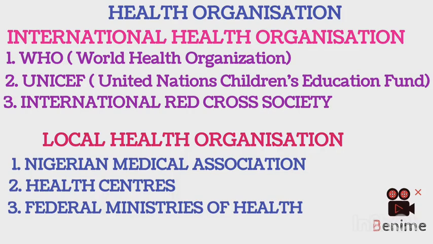So these are groups of bodies that are concerned with the health of the public. The international ones give advice to countries and to people about outbreaks of diseases. The local ones are the ones that you have in your country. Here in Nigeria, we have the Nigerian Medical Association, the health centers, and the Federal Ministries of Health. So they can be local or international.